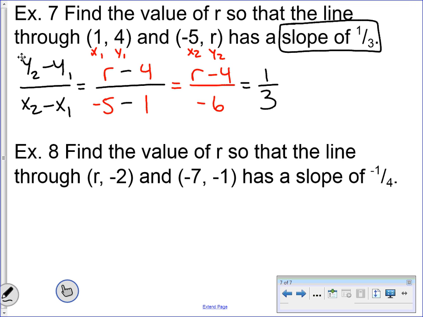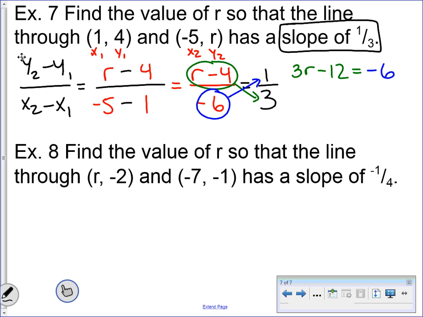Now what we have is a proportion that can be solved via cross multiplication. So I'm going to take my r minus 4 and multiply it by my 3. So r times 3 is 3r. Negative 4 times 3 is negative 12. I'll then come the other way and do negative 6 times 1, which is negative 6.